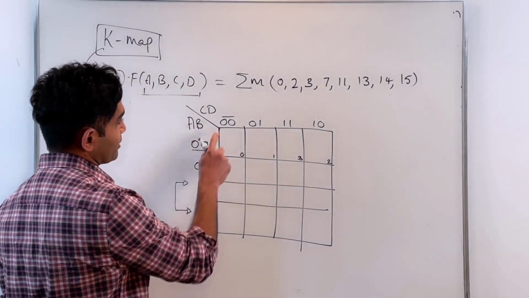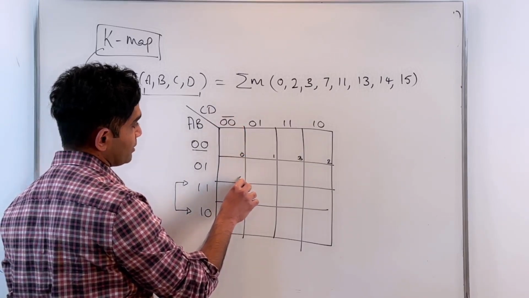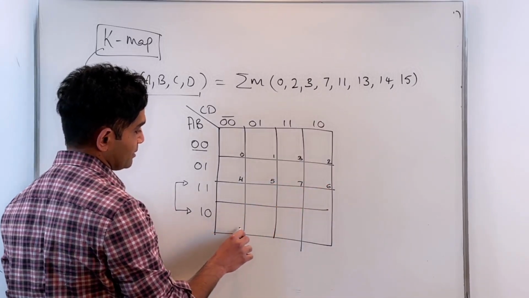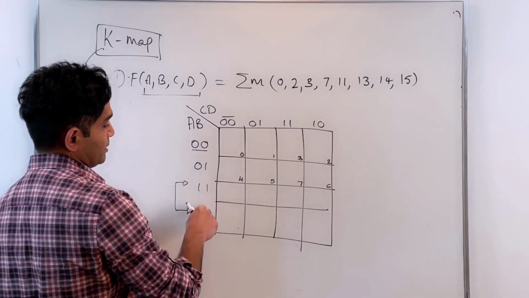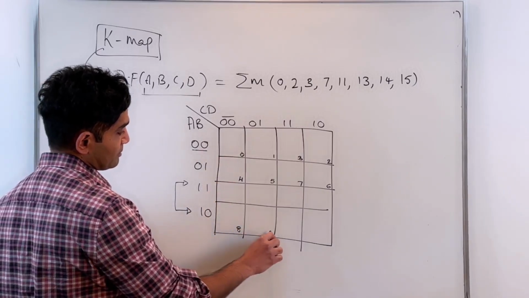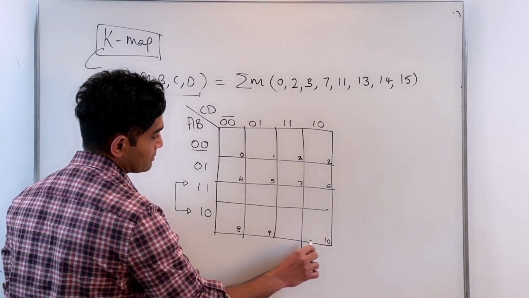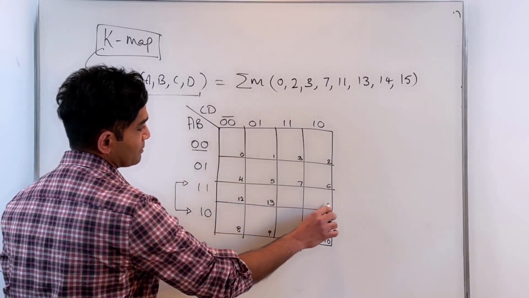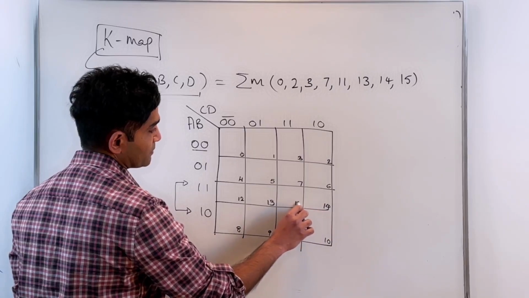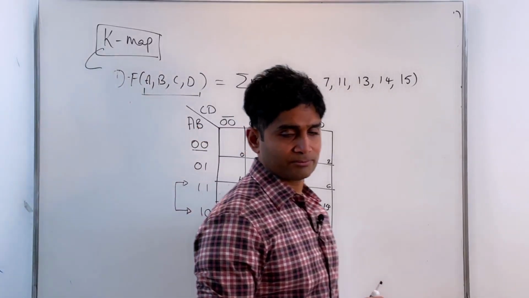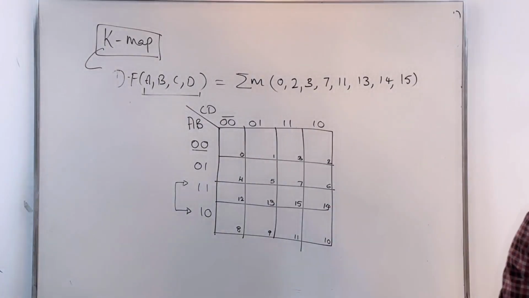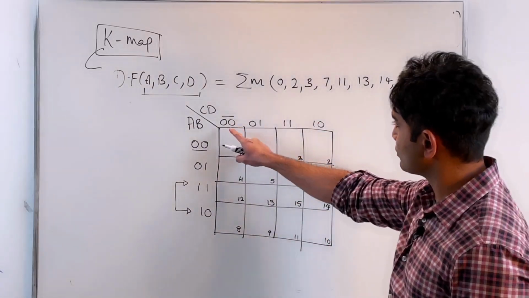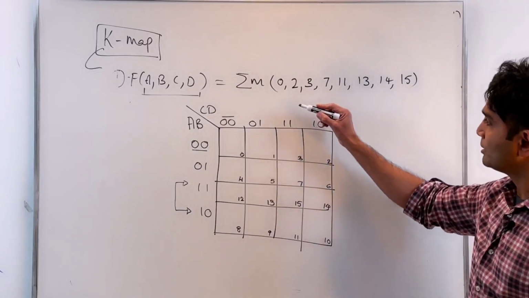In this case, 0, 1, 0, 0 will be 4, 5, 6, 7. And then this will be 8, 9, 10, 11, 12, 13, 14, 15. So that's the standard format. For a 4-input K-map, you would always draw this in this format: 0, 0, 0, 1, 1, 1, 1, 0. That's the swap here.